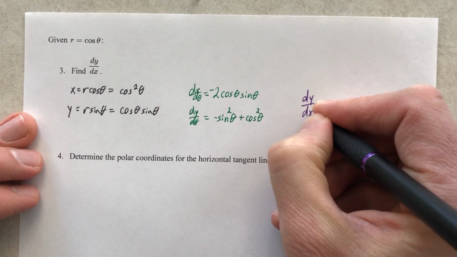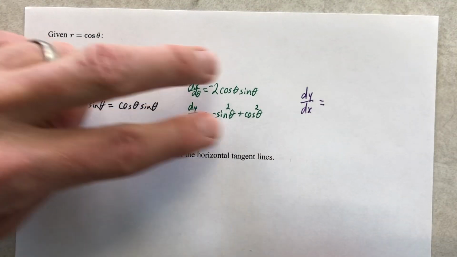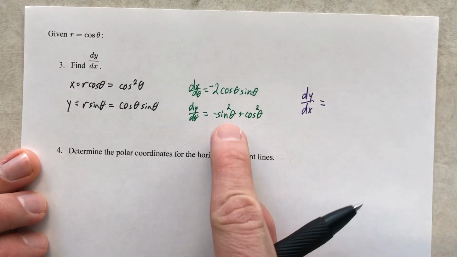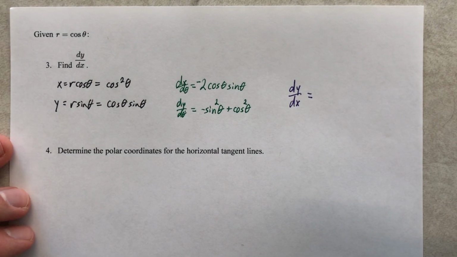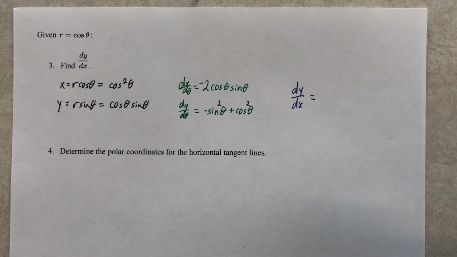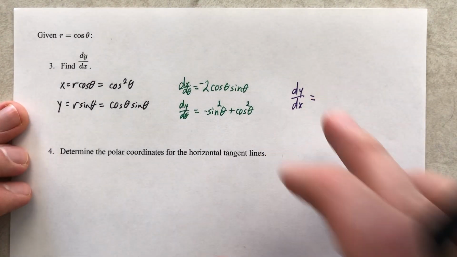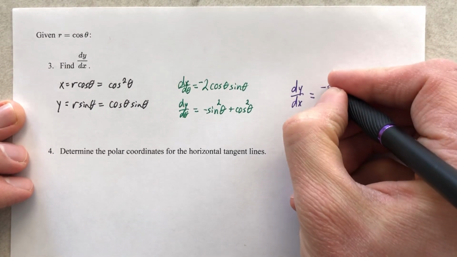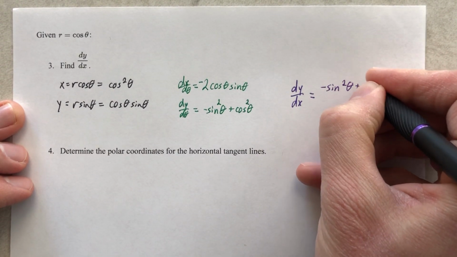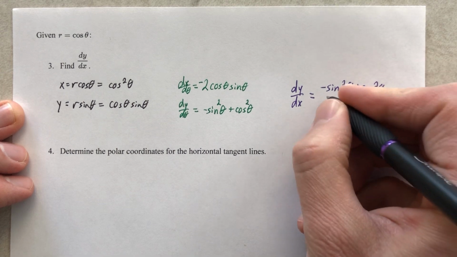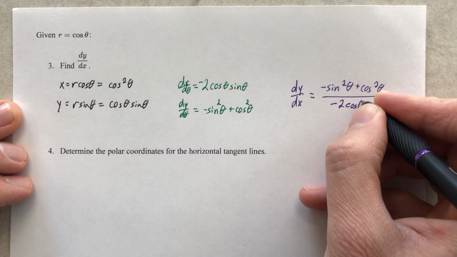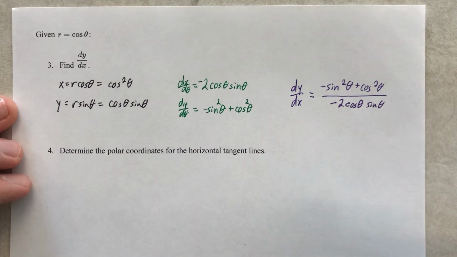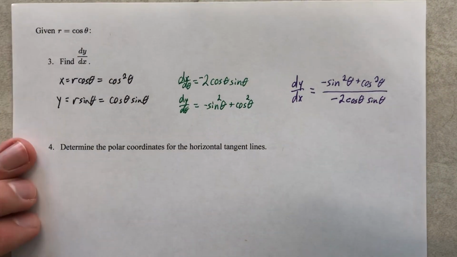dy over dx is, and you could have skipped this step and jumped straight over here, but it's going to be this one over this one. If you find them in the order I found them in, where you find the dy last, then make sure you put it first. It's easy to mix them up because we usually do x first, but in the slope y is on top generally. So negative sine squared theta plus cosine squared theta over negative 2 cosine theta sine theta. Yeah! That question's done. Let's move on to the next one.